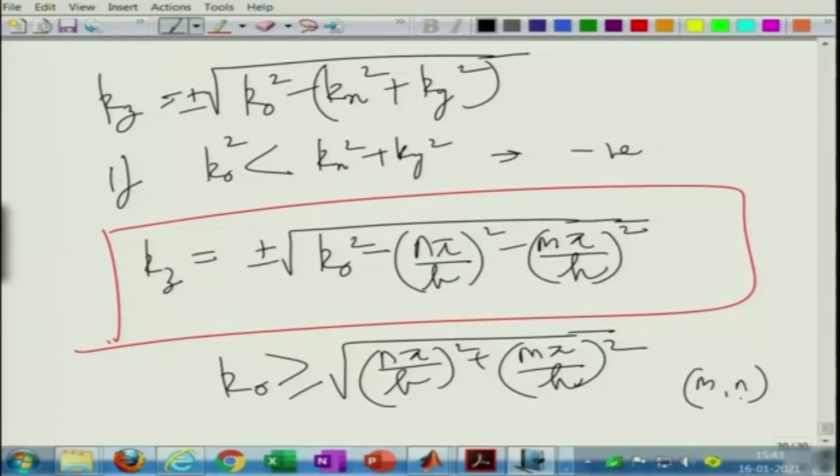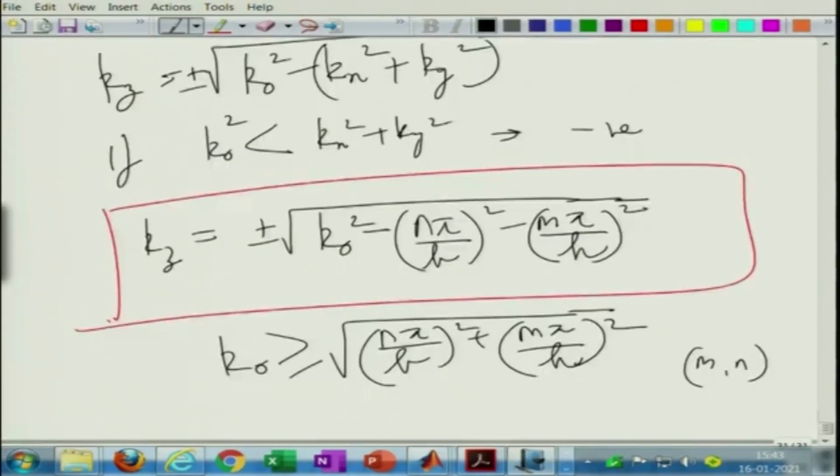If it is less, then it does not. Now, let us revisit the discussion when we have m equal to n equal to 0. So, what do we get under such a situation? We will get k naught is always greater than 0.